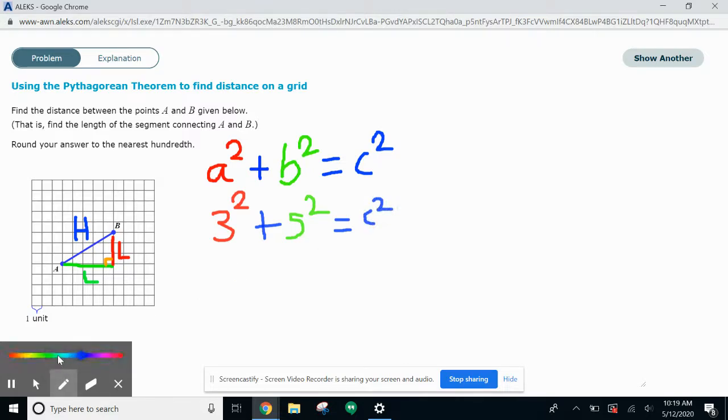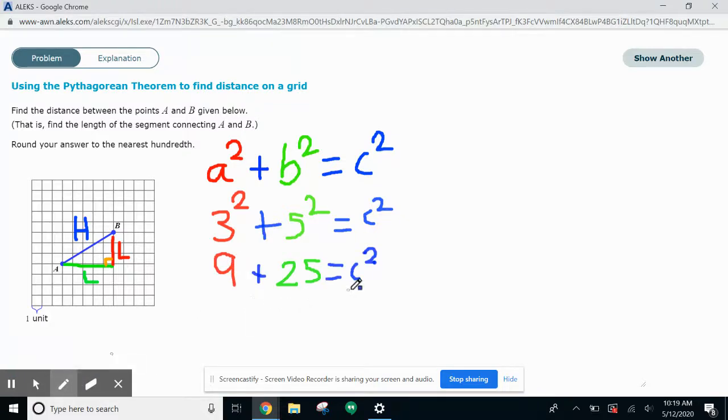Okay, so now I'm going to square my numbers. 5 squared is 5 times 5. That's 25. 3 squared is 3 times 3, which is 9. And now I have 9 plus 25 equals C squared. So now 9 plus 25 will be 34. And that's going to equal C squared. If you remember, last step here, what we're going to need to do is square root. So we're going to square root these numbers. Square root the left side, square root the right side. So now we have the square root of 34.